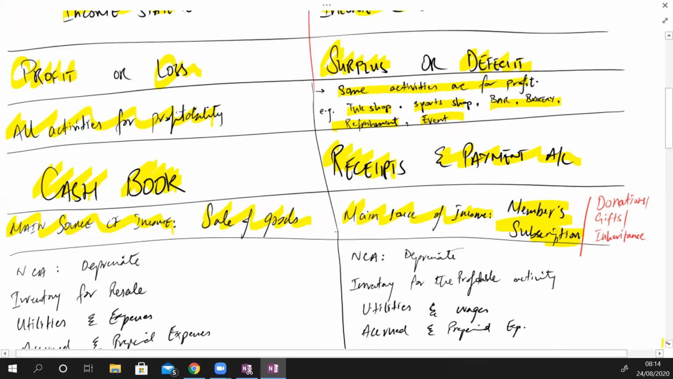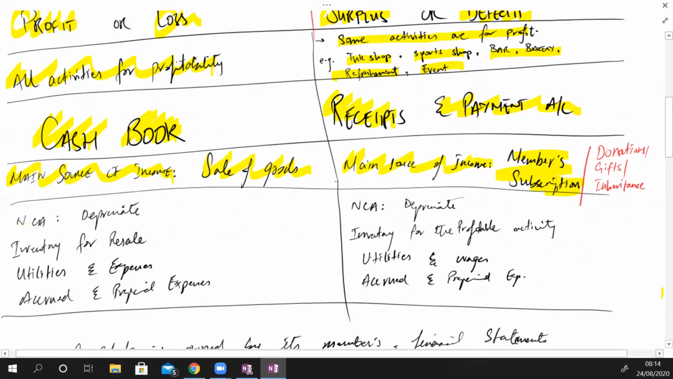All right. Then we discussed that non-current assets in a business depreciate. The non-current assets of a club also depreciate. Okay? Inventory is there for resale. Everything that you buy for the purpose of resale is your inventory. But in club, inventory is only for the profitable activity. Like for example, if there's a bar, if there's a refreshment, if there's a bakery, inventory of bakery will only be considered as inventory.